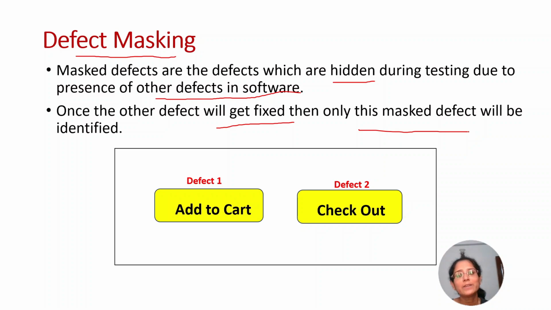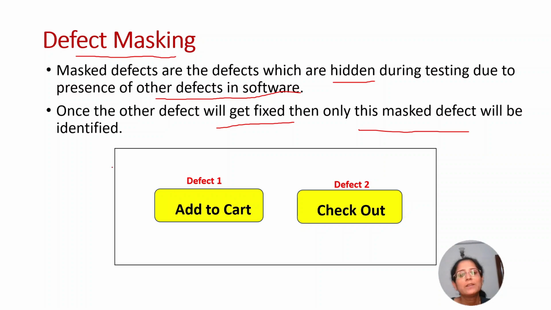Until that other defect is resolved, the masked defect will stay hidden. After fixing that other defect, only then will this masked defect be noticed or identified. That is the definition or meaning of defect masking. We will understand it with an example.